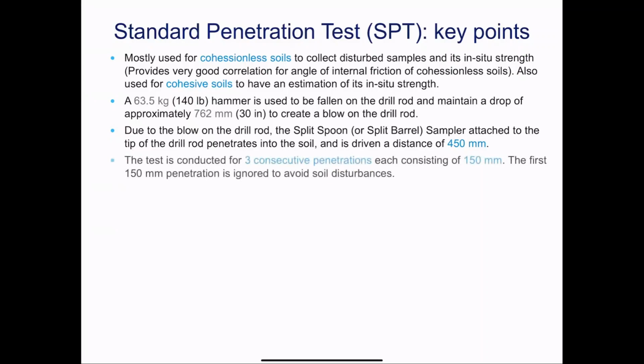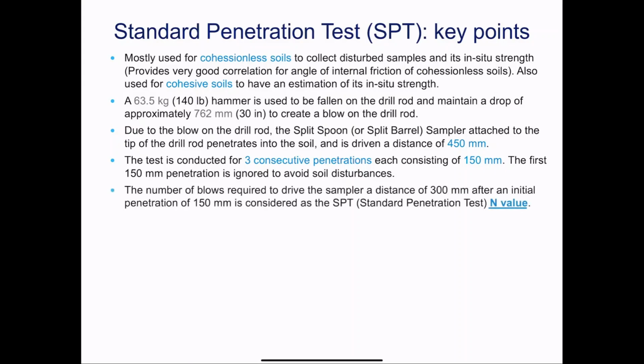The total distance that we travel is 450, right? 150 for the seating drive and 300 millimeters for the test drive. And as mentioned here, we have 3 consecutive penetrations, if you count it as that. We only take the N value from the test drive. So the N value is mainly derived from after you complete the seating drive. In the test drive, you want to penetrate 300 millimeters, and you record how many blows it takes to reach 300 millimeters. And that constitutes your N value for a particular test and sample.